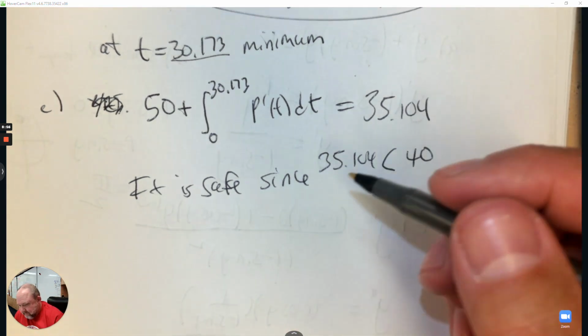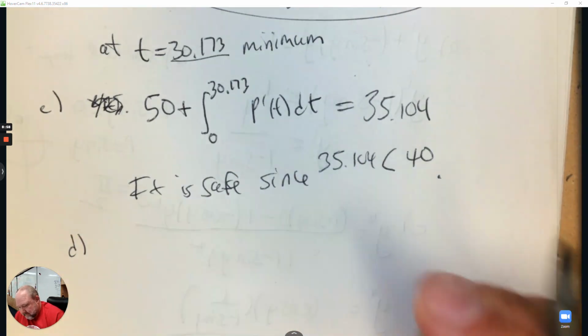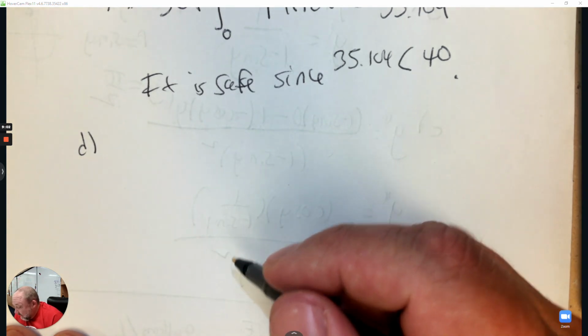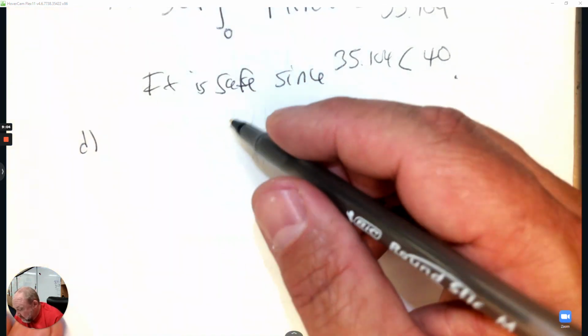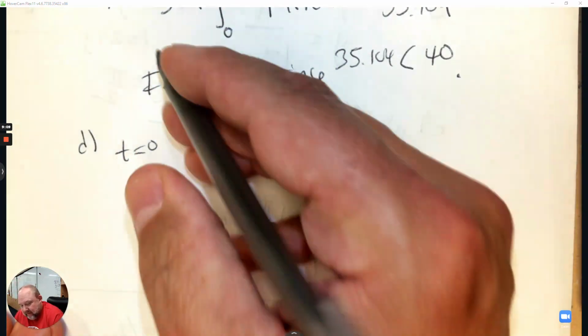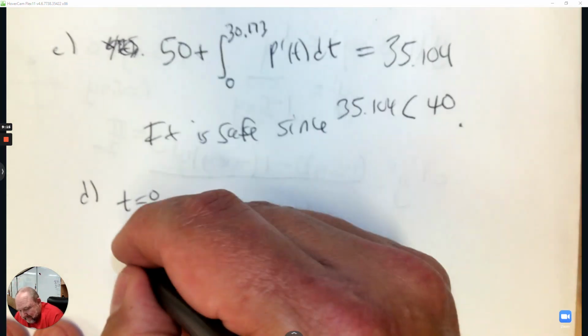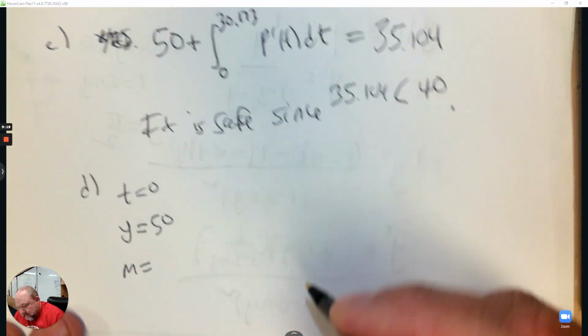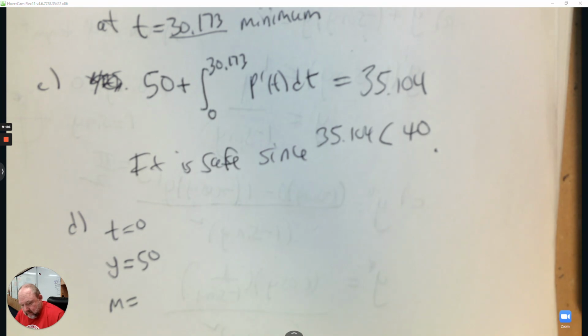All right. Part D says an investigator used the tangent line to approximate at 0. So for a tangent line, t equals 0. We know 50 would be the y value, if you like, or P at t. And then for the slope, we'd have to plug 0 into the derivative. So this equation.